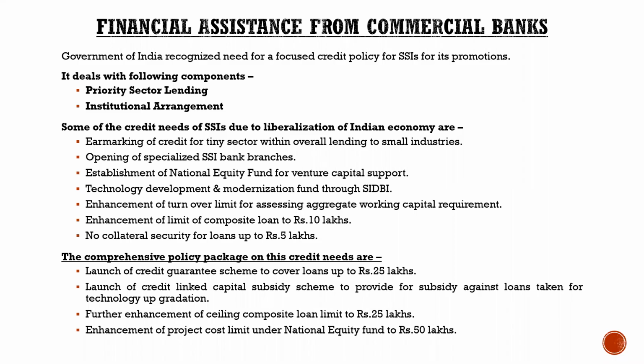Priority sector lending. Credit to the small-scale sector is ensured as part of priority sector lending by banks. Banks are required to compulsorily ensure a defined percentage, approximately 40% of overall lending, as classified by the government. It includes agriculture, small-scale industries, exports, etc.